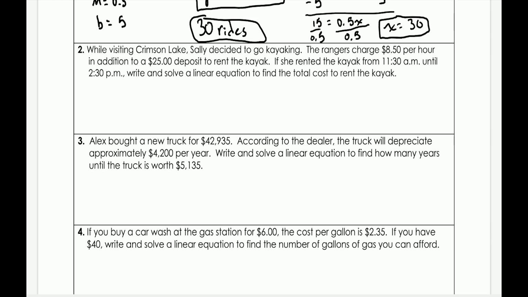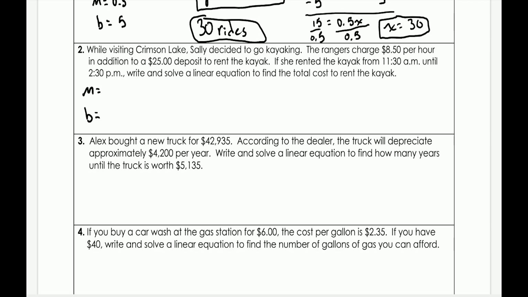We have that while visiting Crimson Lake, Sally decided to go kayaking. The rangers charge $8.50 per hour in addition to a $25 deposit to rent the kayak. If she rented the kayak from 11:30 a.m. to 2:30 p.m., write and solve the equation to find the total cost to rent the kayak. Okay, so rate of change and starting point. Let's find those. So we have M and we have B.